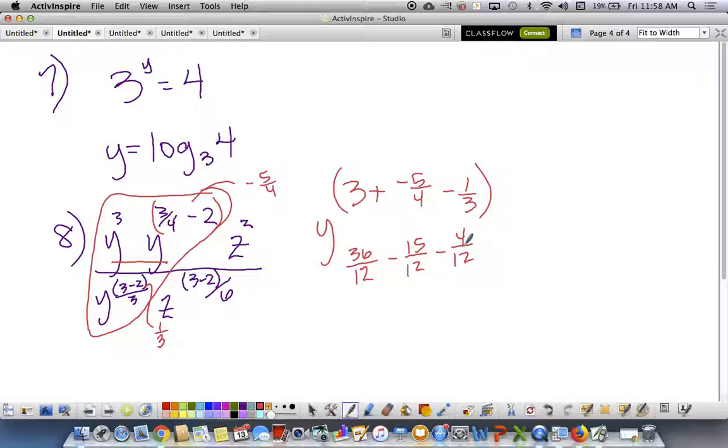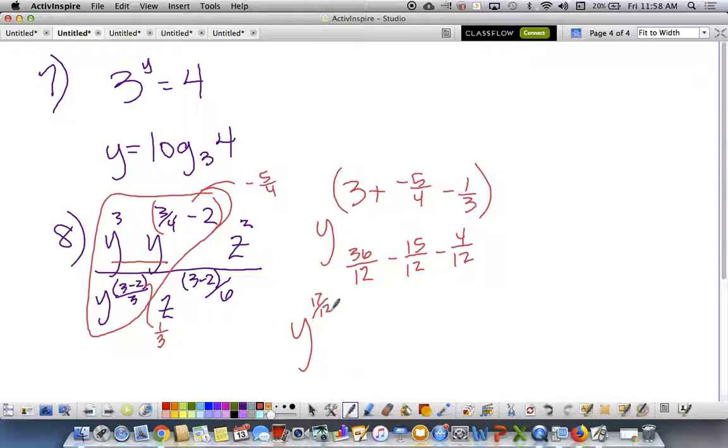So 36 minus 15, I think is 21. Do you think it's 21 also? Minus 4, 17. So we have y raised to the 17/12.